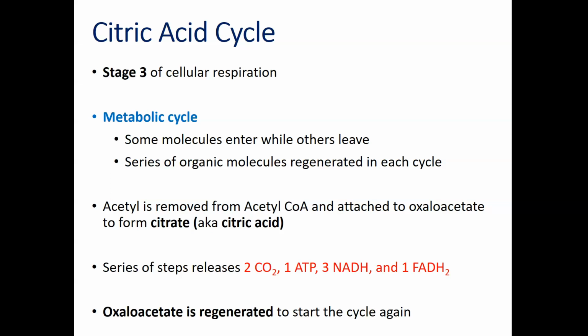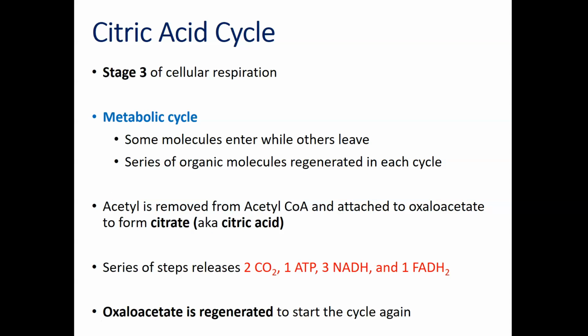And that's why this is called the citric acid cycle, also sometimes referred to as Krebs. Now, the key takeaway is that as we take our acetyl-CoA that enters into the cycle and it goes through this cycle, we're going to generate 2 CO2s, 1 ATP, 3 NADHs, and 1 FADH2 for each acetyl-CoA.